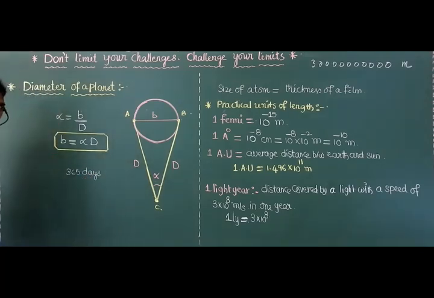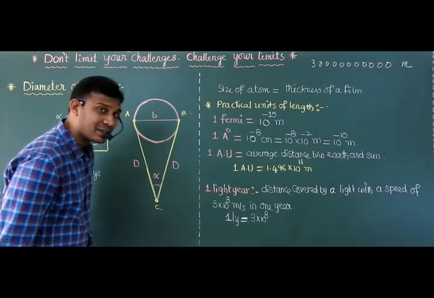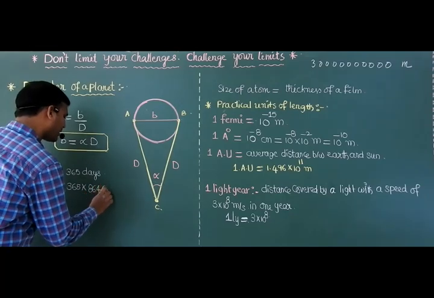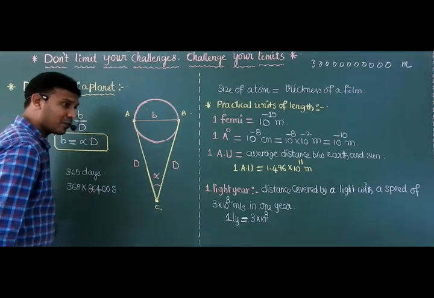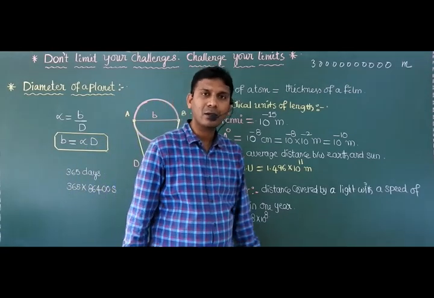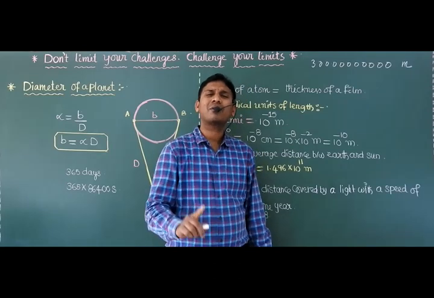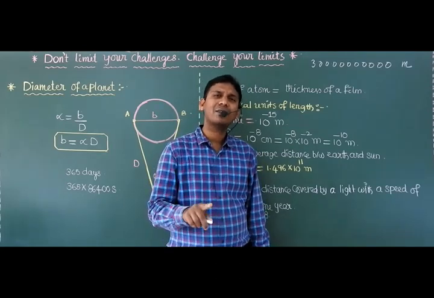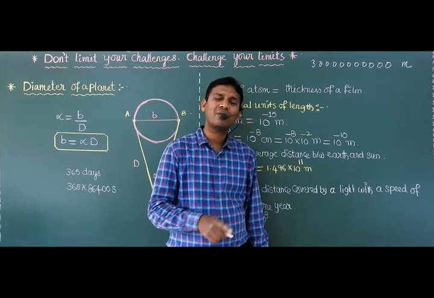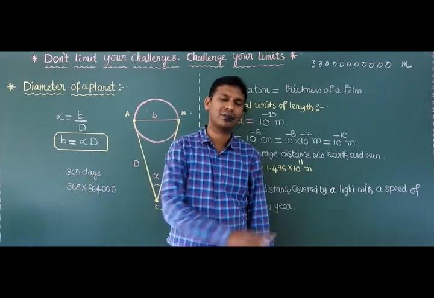365 days. Right? 1 day is equal to 86,400 seconds. Sir, maybe you are by hearting this value. No, 1 day is equal to 24 hours. 1 hour is equal to 60 minutes. 1 minute is equal to 60 seconds. 24 into 60 into 60, you will get 86,400 seconds.